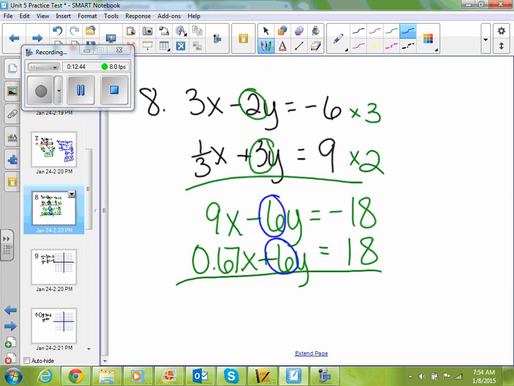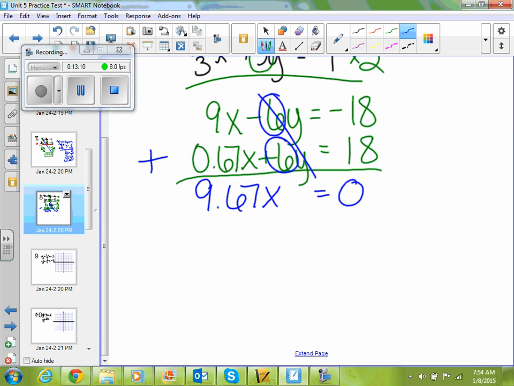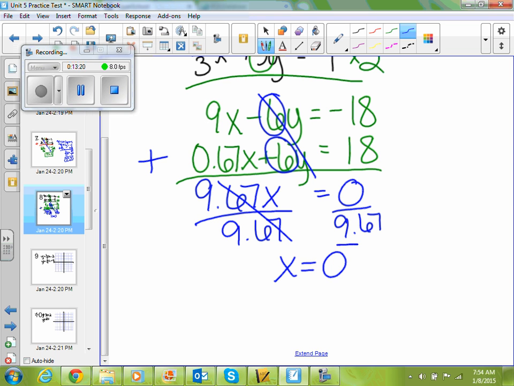Now that I have my y's to be the same, I look at the signs. Top one is negative, bottom one is positive. Opposite signs tells you to add. So we're going to add these two equations together. 9 plus 0.67 is 9.67x. My y's cancel, and -18 plus 18 is 0. I then divide by 9.67 to both sides. 0 divided by 9.67 is still 0. So x is 0.